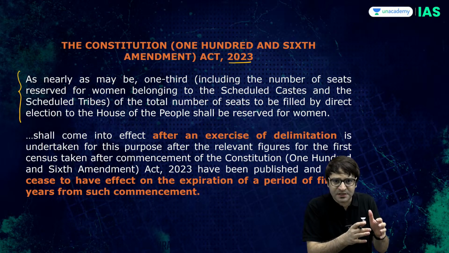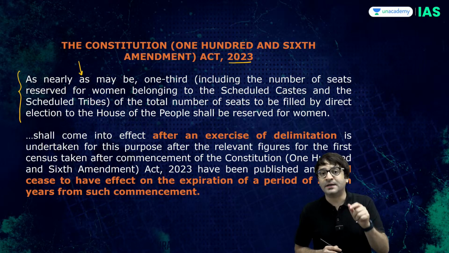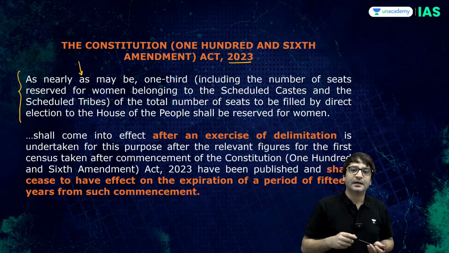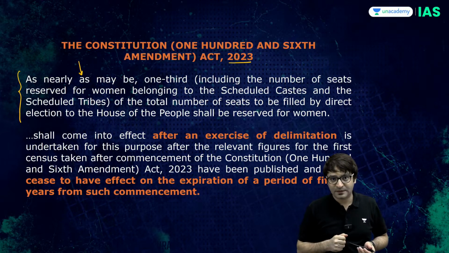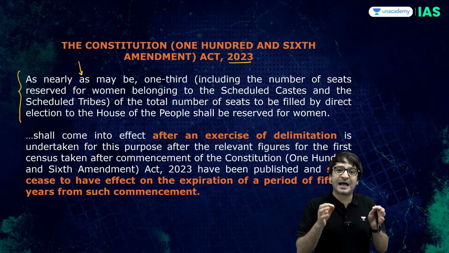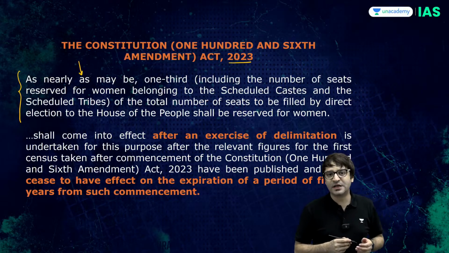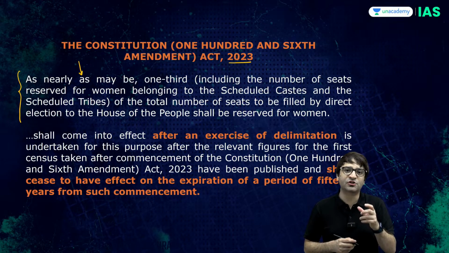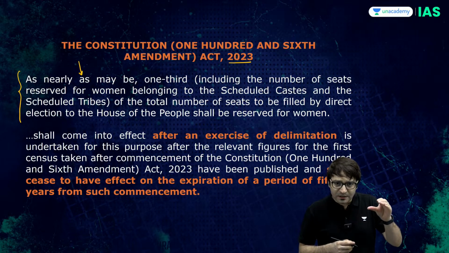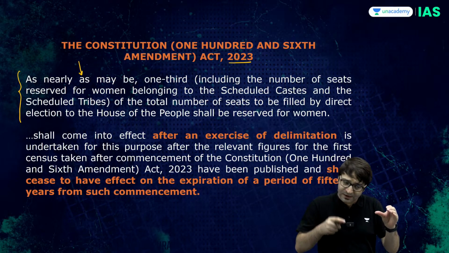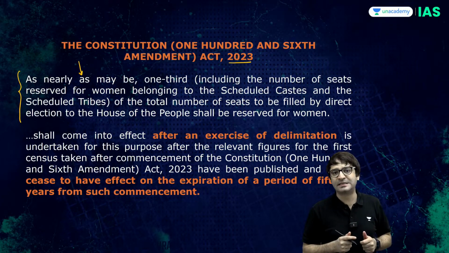Even out of those seats reserved for STs, as nearly as may be one-third. Listen to me carefully: not less than one-third of the seats shall be reserved for women. The constitution says as nearly as may be one-third of the seats in legislative assemblies and in the Lok Sabha shall be reserved for women, which means even if there are seats reserved for SCs and STs, even out of them one-third shall be reserved for the women belonging to SCs and STs.